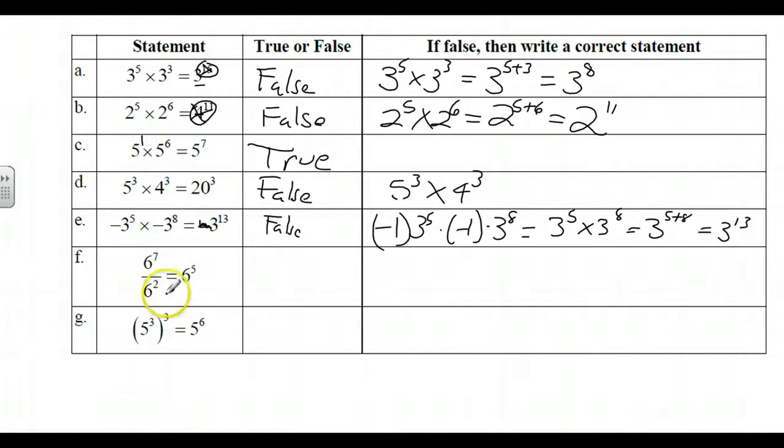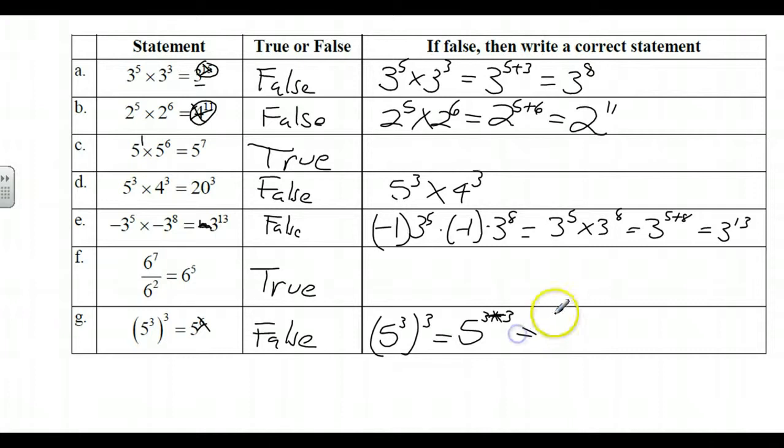When we divide powers with the same base, we subtract the exponents, so that is true. Right? It's 6 to the 7 minus 2, which is 6 to the 5. Power to a power we multiply, so that is false. 5 cubed, cubed is equal to 5 to the 3 times 3, which is 5 to the 9th.